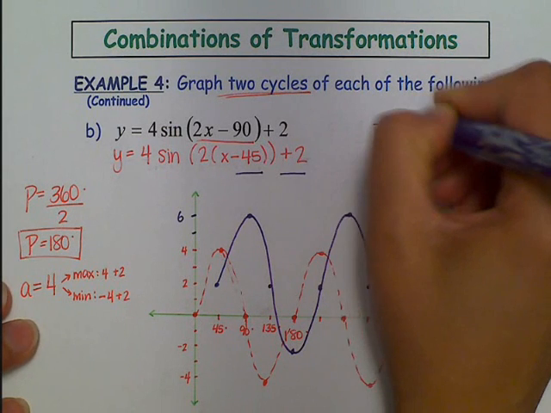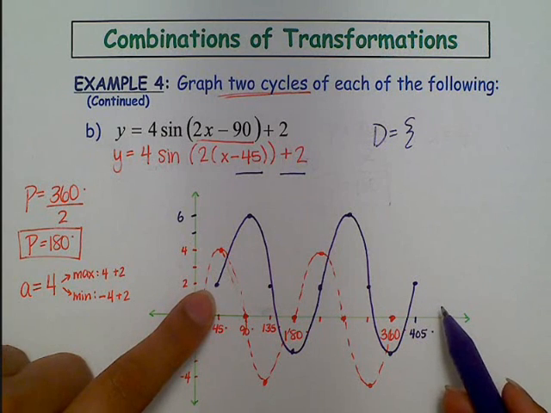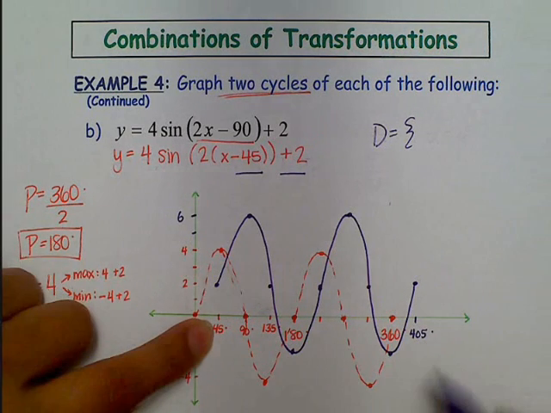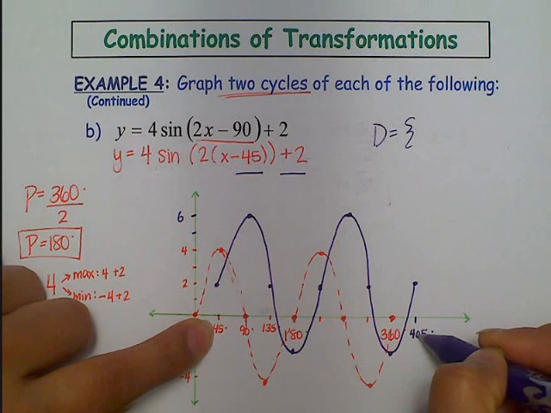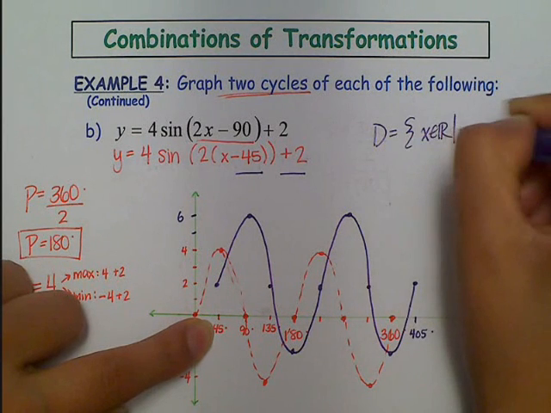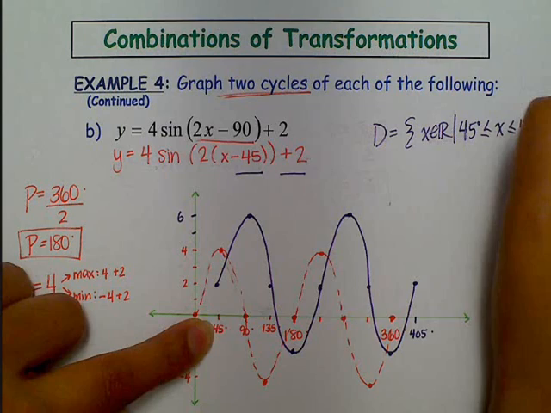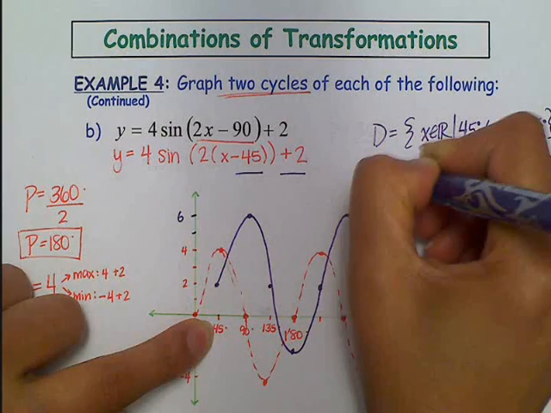Now, just as an extension, if you're asked to state the domain of this function, if you're only asked to state the domain of the part that you're graphing, the minimum value I have for x is 45 and the maximum value I have is 405. So I would say x is an element of all real numbers such that 45 degrees is less than or equal to x, which is less than or equal to 405.